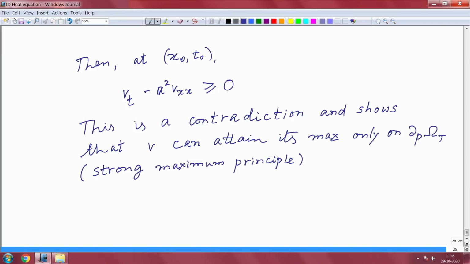Okay. So, as I said, we have stated the weak maximum principle, but what we have proved for V is referred to as strong maximum principle. So, we can attain its maximum only on the parabolic boundary. If we can make such a statement for u also, then it is referred to as strong maximum principle, and from this we will obtain the result for u. How is that? That is just one step.